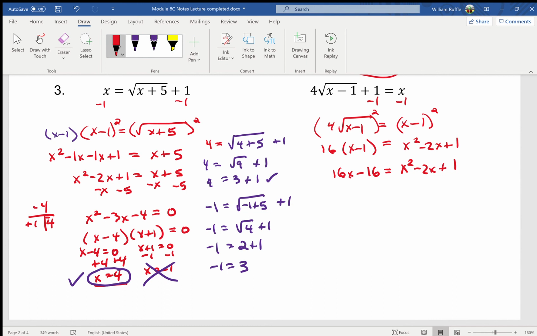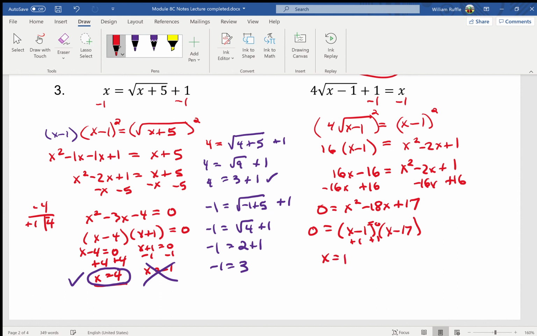I have my x squared here, so I'm stuck with it. So I'm going to subtract 16x, and I'm going to add 16. Then I get 0 equals x squared minus 18x plus 17. So what factors of positive 17 add up to negative 18? Well, that's easy enough. x minus 1, x minus 17. So when I let each equal 0, add 1, I get x equals 1 as one possibility. Add 17, I get x equals 17 as my other possibility.